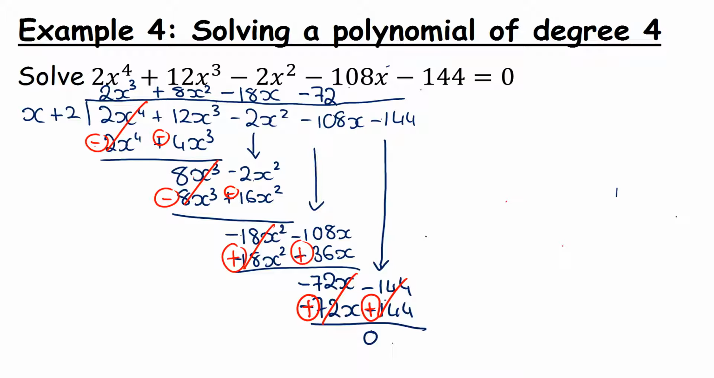So we're now left with 2x cubed plus 8x squared minus 18x minus 72. So now we have a cubic and we're going to solve that as normal.